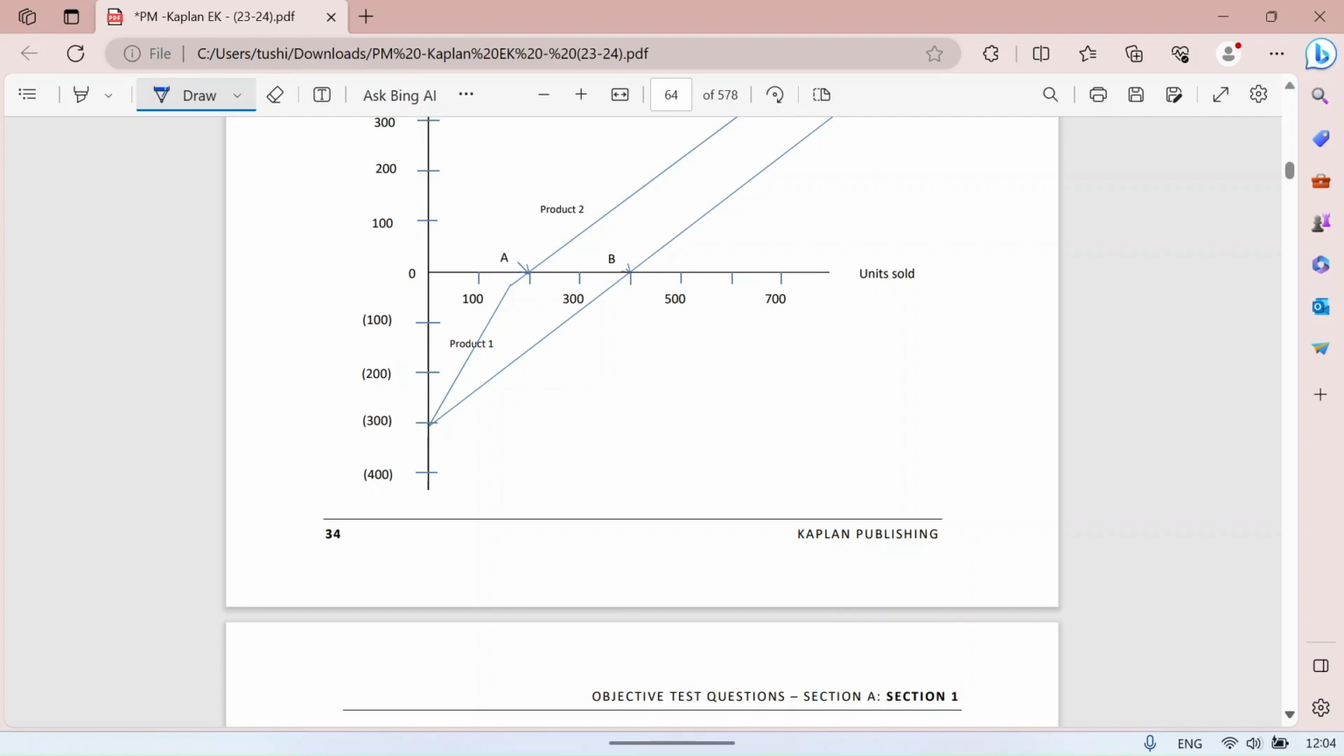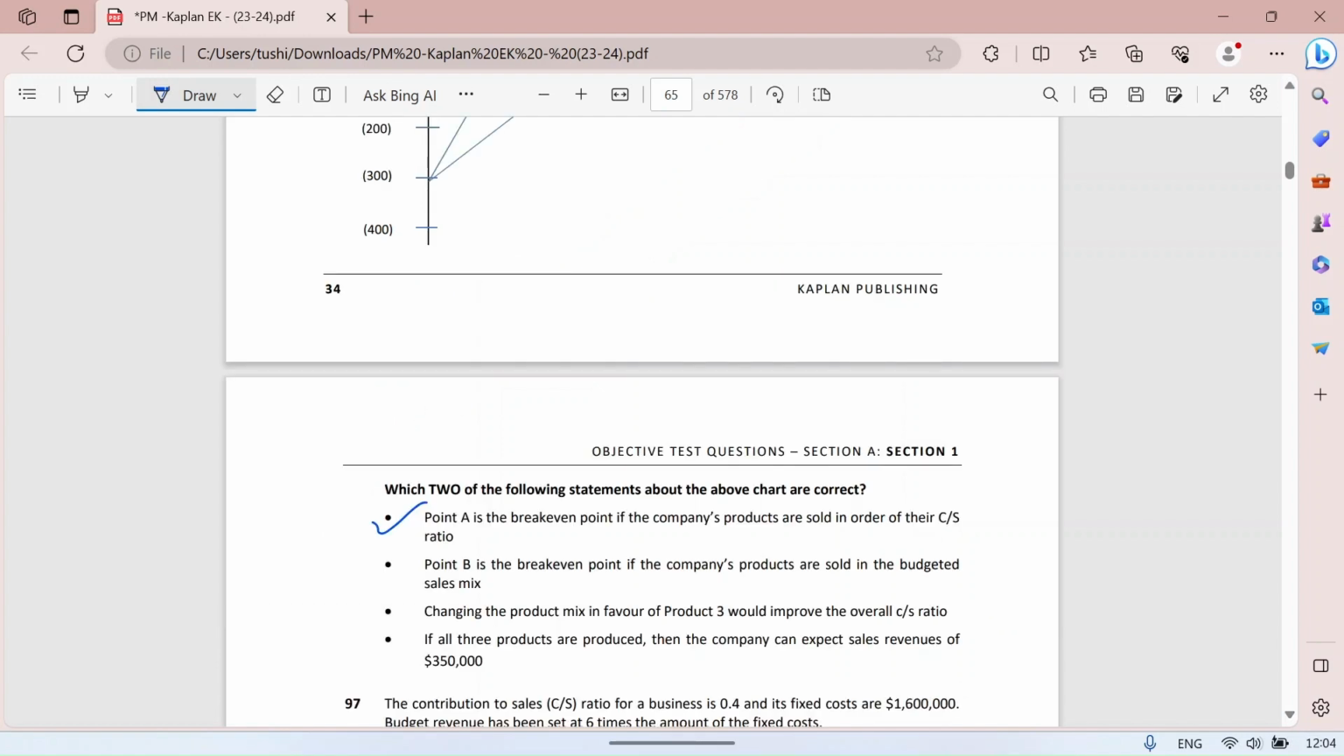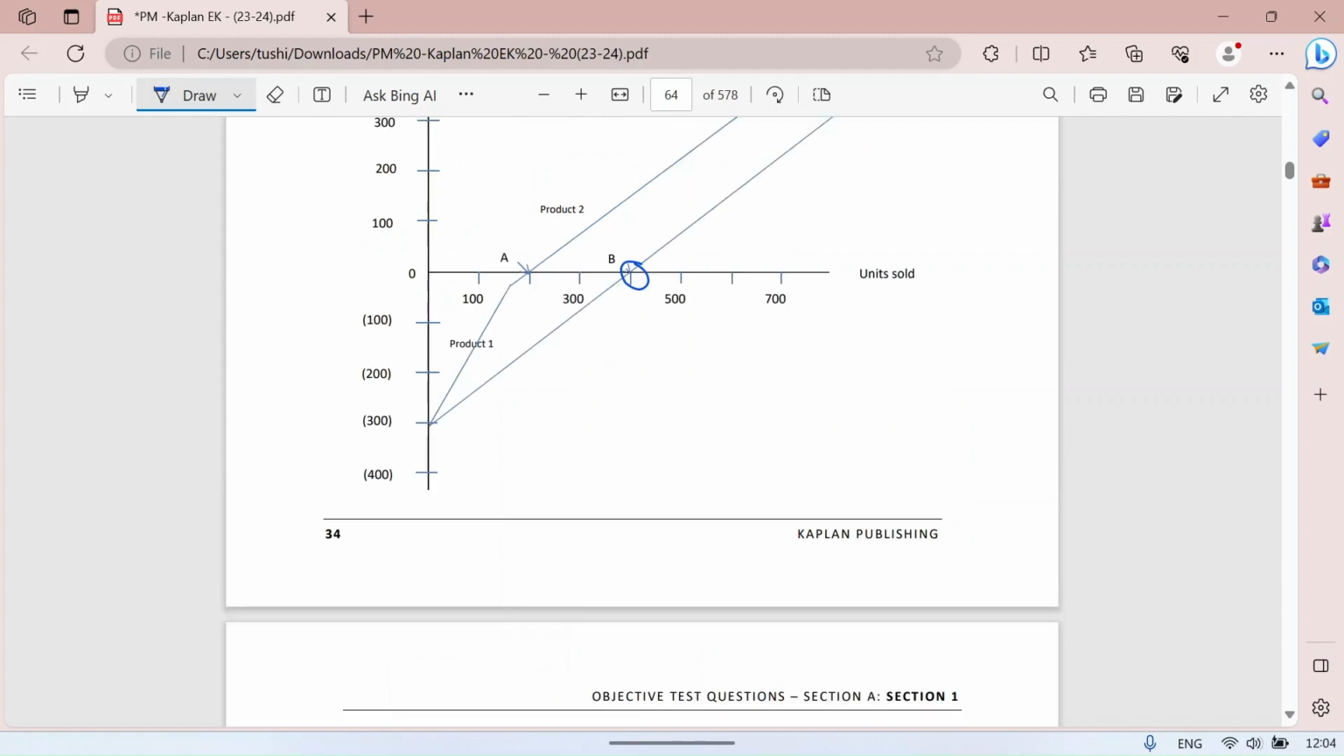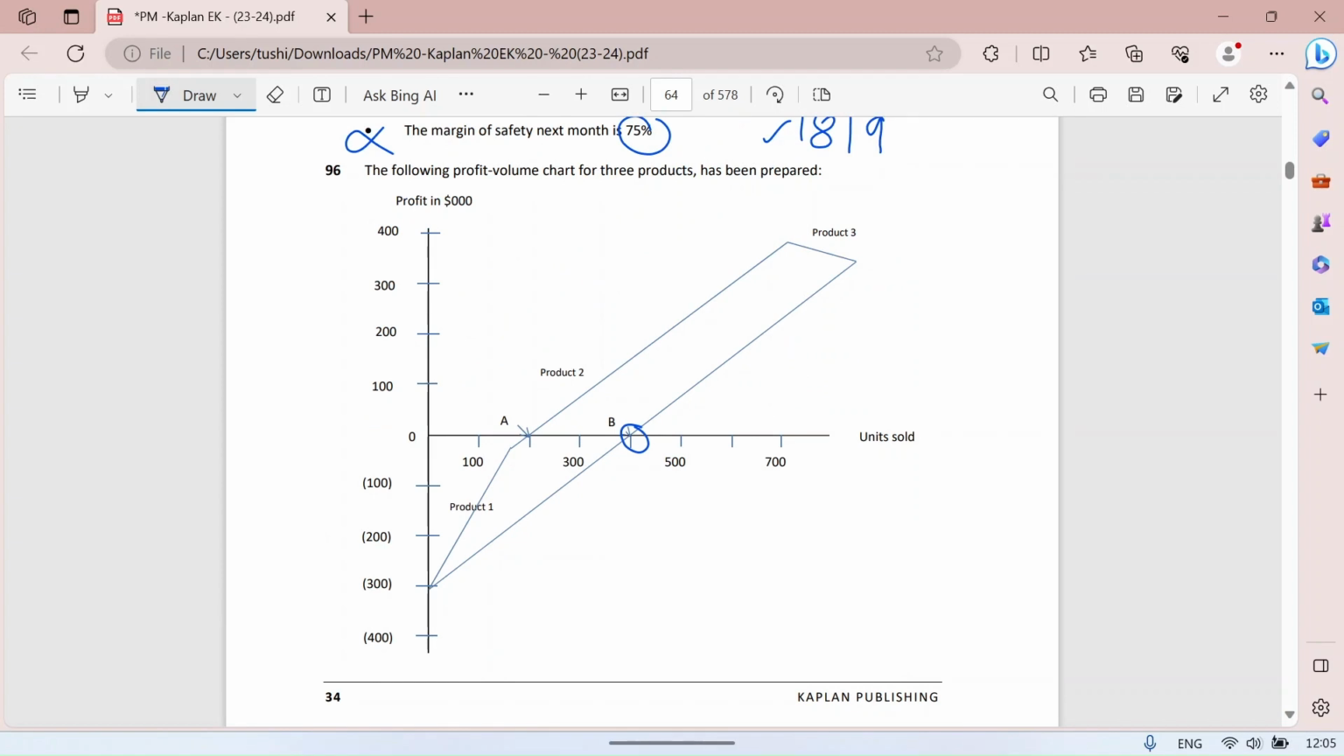Now let's move on to the next one. Point B is the break even if the company's products are sold in the budgeted sales mix. We see over here that point B represents exactly the point where break even will be achieved if we are selling according to the sales mix. Because we have the options given to us over here, this is for product 1, this is for product 2, and this is for product 3. So this is again given in both of these scenarios. That means the second statement is also right.